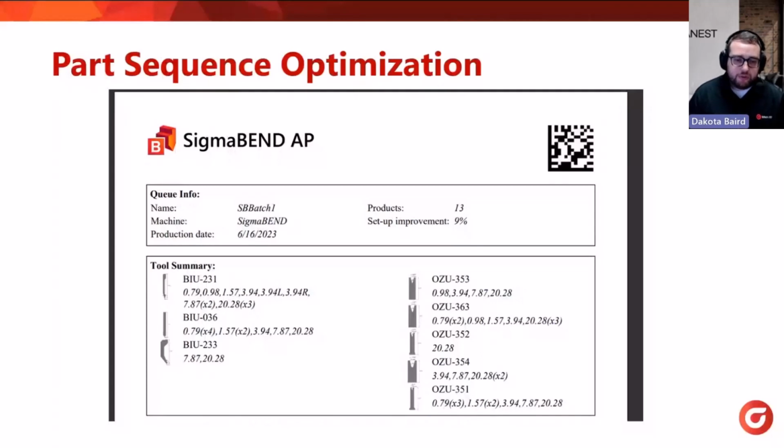You'd run the first part, then the second part, then the third, whether or not you were looking at priority or quantity, nothing at all. But with the queue optimizer, we've gone ahead and saved 9% of setup time here just by resequencing the parts. We didn't do anything with station reuse or anything, just order of part bending saved 9% here on our setup time.